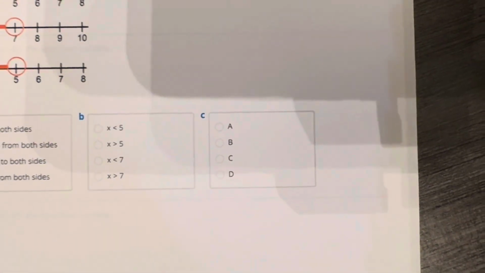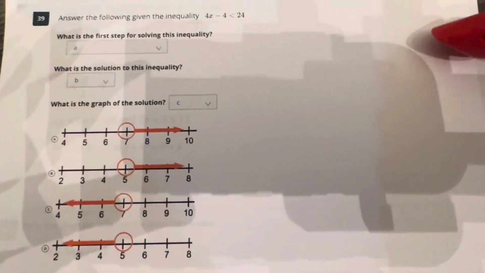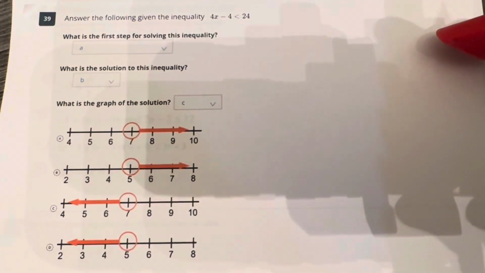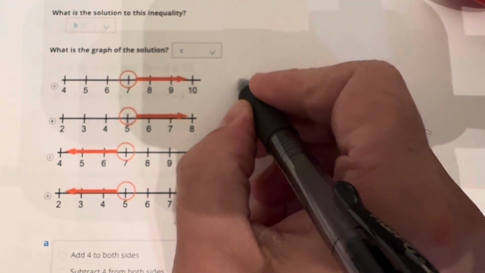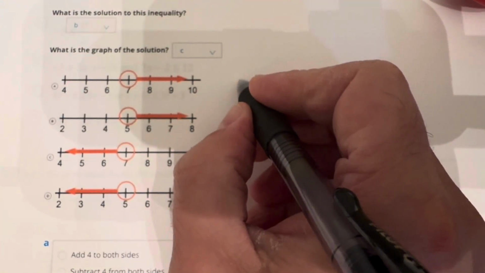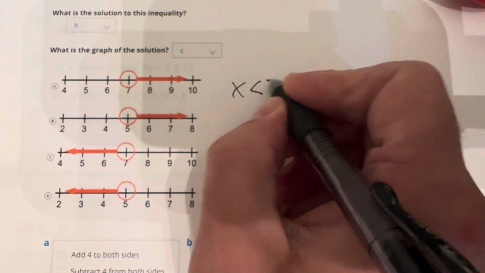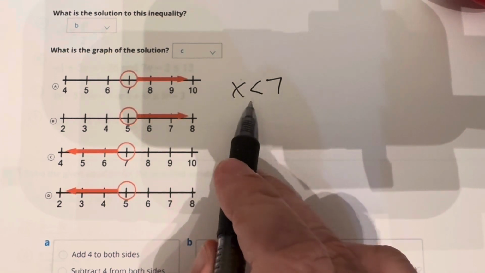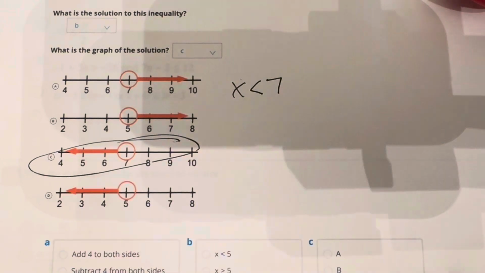Okay, 39. Graph and solve the inequality. What's the first step? Well, the first step for this inequality is I'm going to add 4 to both sides, and then I would divide by 4, right? So the graph of the solution, and I'll do that quickly. So we're going to have here 4x is less than 28. So x is going to be less than 7, okay? Now, less than 7, I didn't have to flip the sign because I did not divide by a negative. So this is going to be choice C, okay?